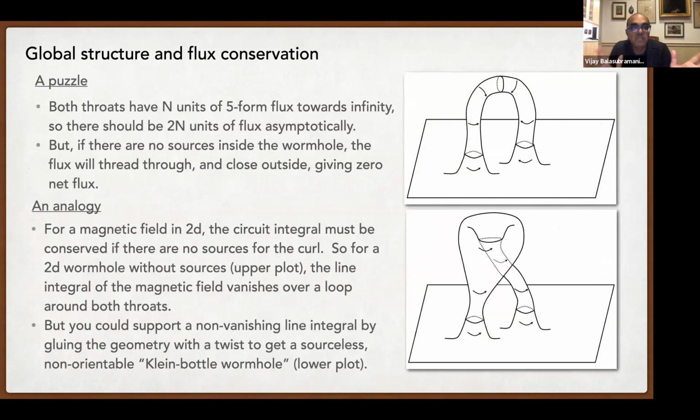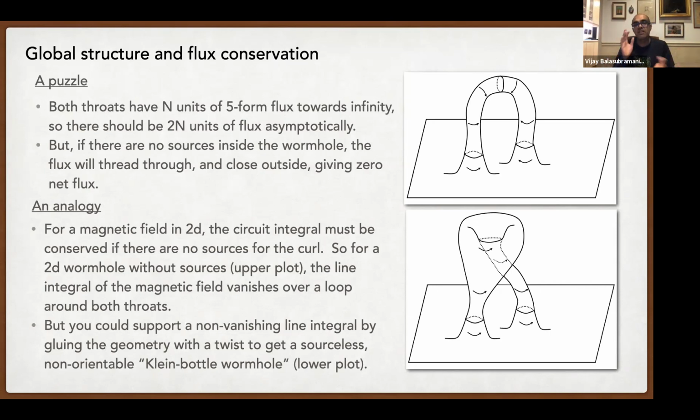Okay. So next, let me come to the subtlety, which is related to what Andreas talked about. Here's a puzzle. If I said I have a solution, you might say, hey, wait a minute. Both of these throats are supposed to have N units of 5-form flux, quote unquote, pointing towards infinity. It's a little complicated what you mean by pointing towards, because this is a 5-form flux, it's self-dual, and there's the S5, and there's the radial direction. But anyway, there's N units of 5-form flux coming from each throat, and there should be 2N units of flux asymptotically. But then you could say, how can this be if there are no sources inside the wormhole? Because you would think the flux would thread through the wormhole and close outside, giving zero net flux.